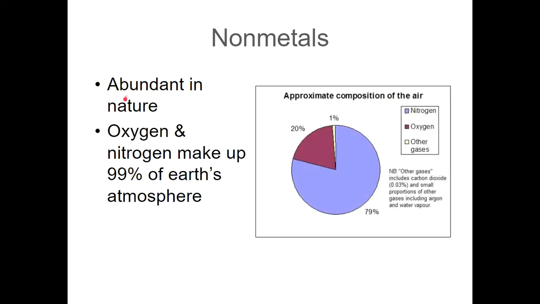Nonmetals are very abundant in nature. Oxygen and nitrogen make up 99% of the Earth's atmosphere. You can see here the 79%, 78 point something, but 79% nitrogen, and then oxygen here, make up a great deal of the Earth's atmosphere. Most of the air around us is nitrogen, just an FYI.